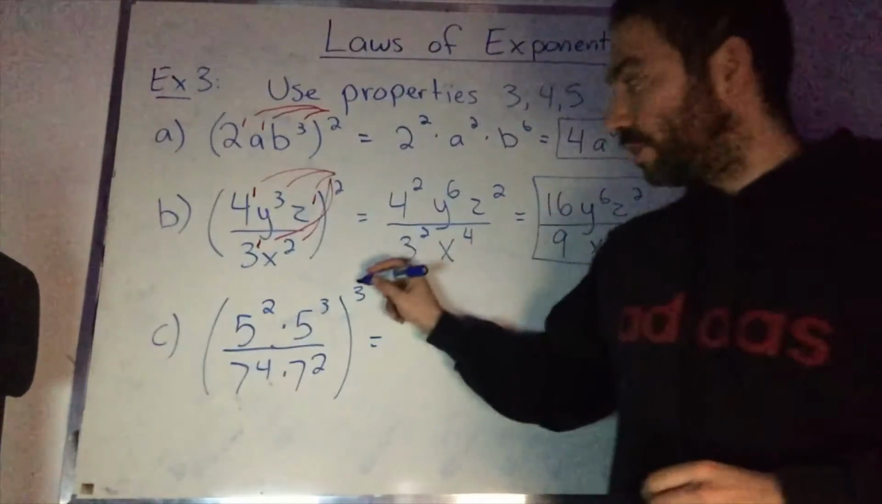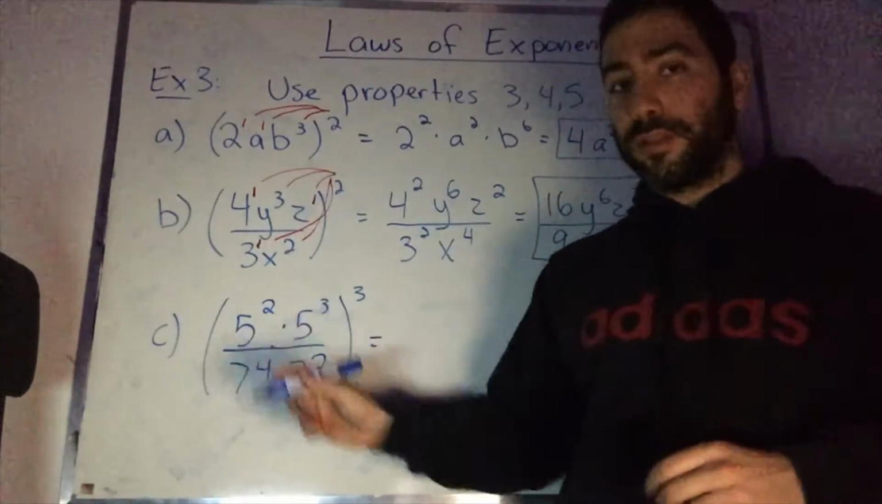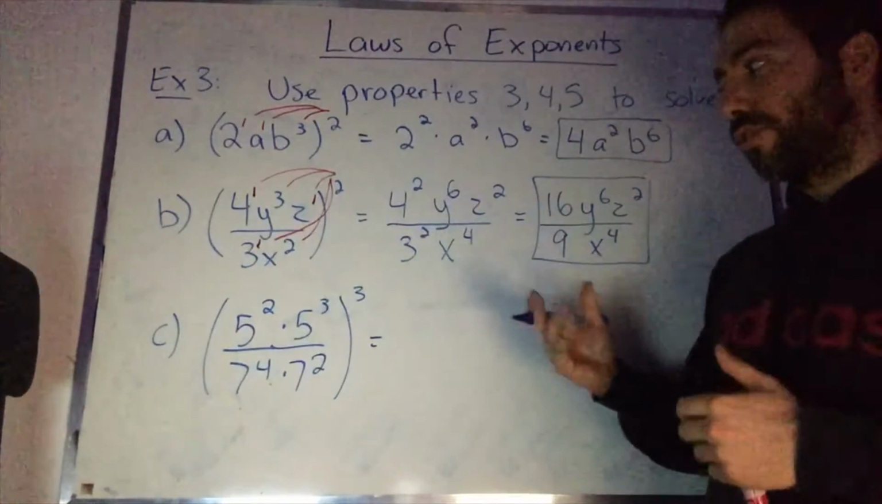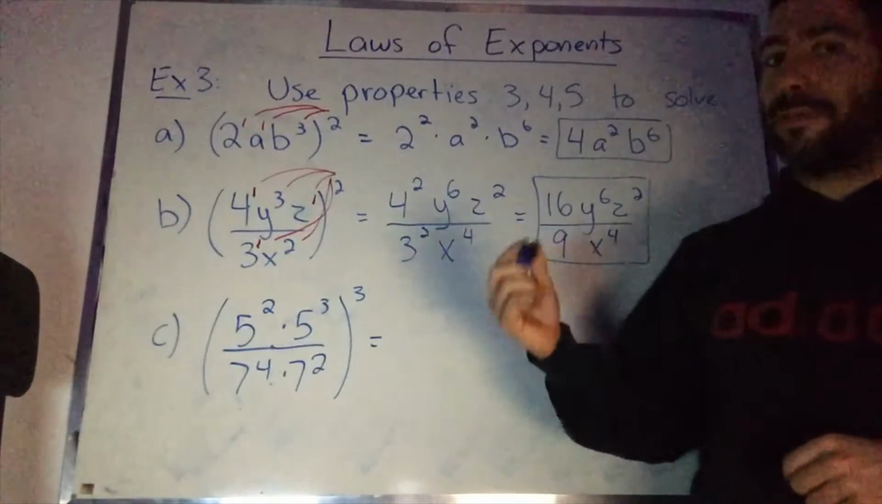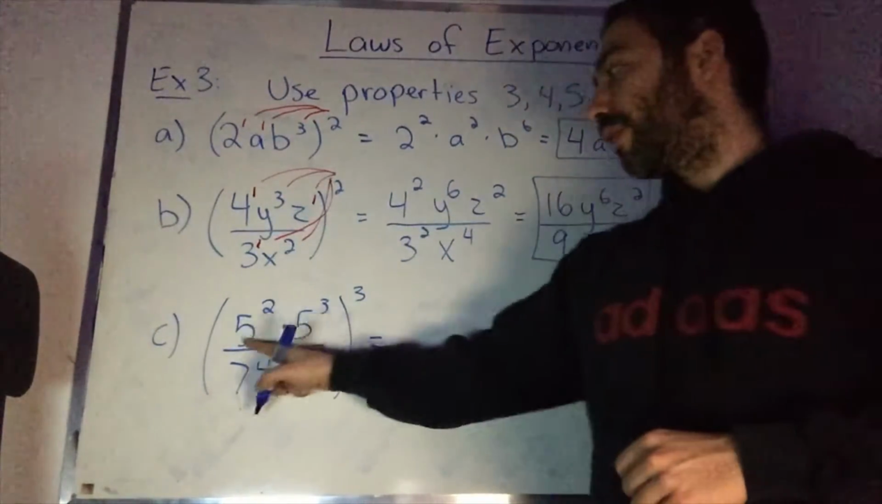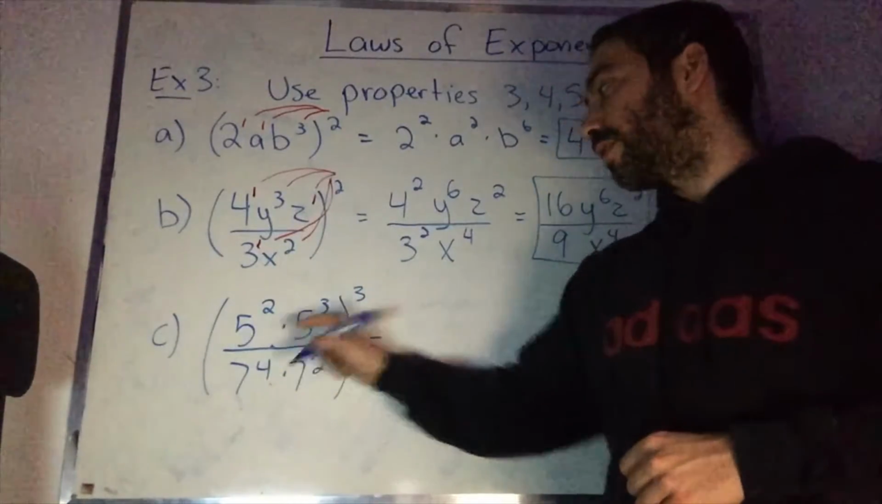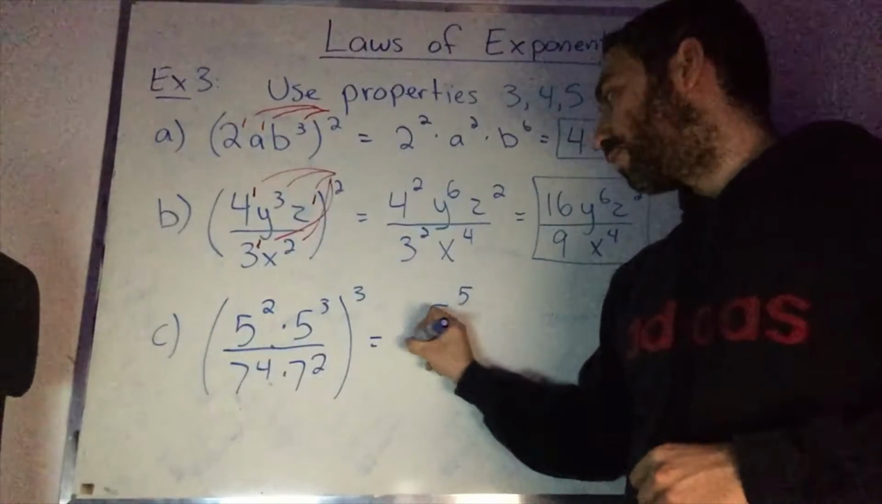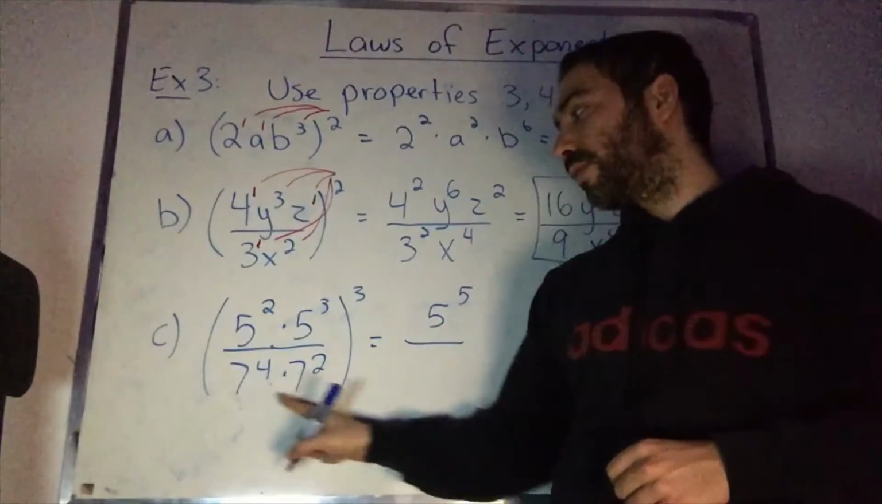If you were thinking of distributing the 3 here to everyone's exponent, that works as well. So it doesn't matter which way you start, it's really up to you, as long as you get the same final answer as me. So I'm going to start with the multiplication inside here. 5 to the 2 times 5 to the 3, the bases are the same. So we get 5 to the 2 plus 3 is 5. So 5 exponent 5.